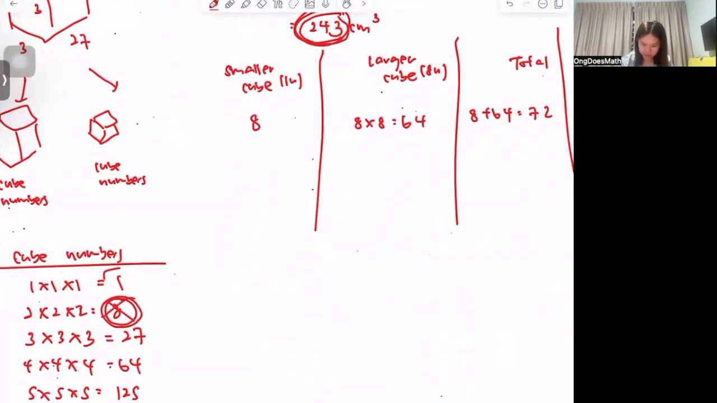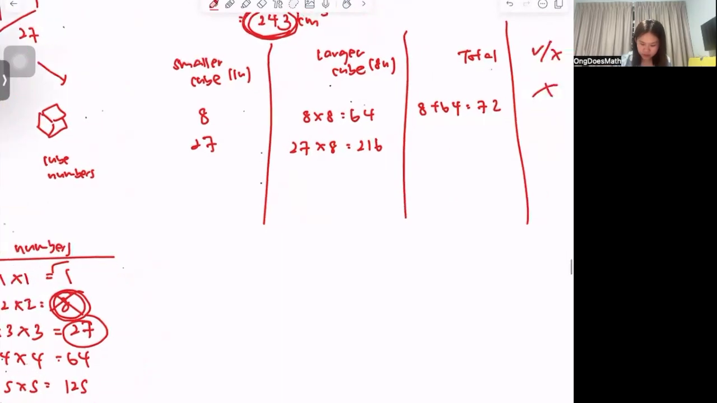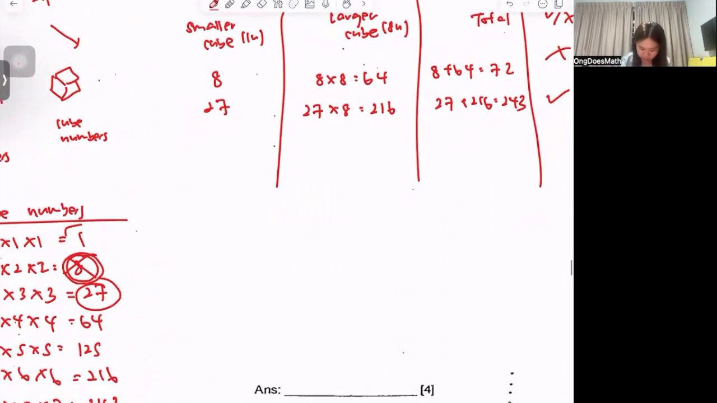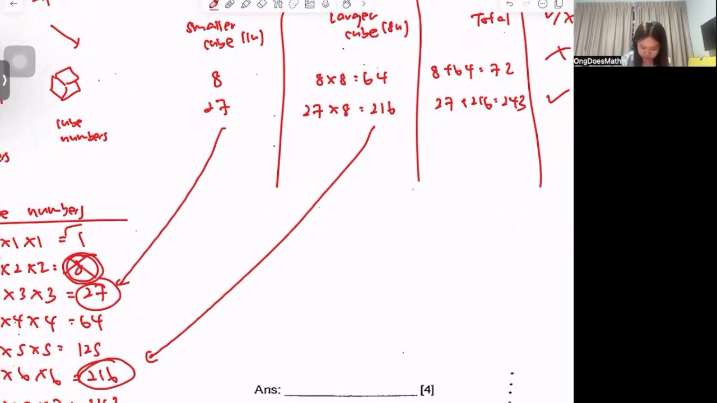Can the smaller cube be 27? If the smaller cube is 27, the larger cube will be 8 units of it, right? 8 times. So it will be 27 times 8, which should give you 216. So 27 plus 216 gives you 243. Is it what you wanted? It is. And in fact, 216 itself is also a cube number. So both of them are actually cube numbers.